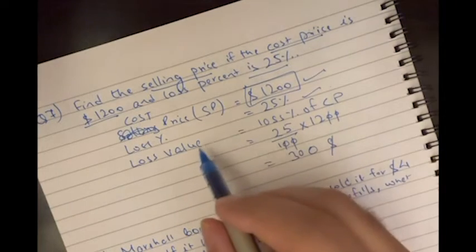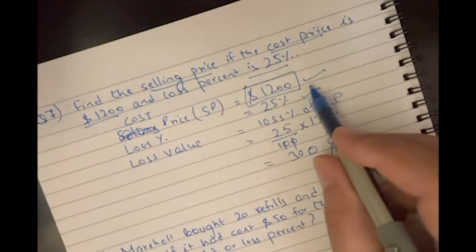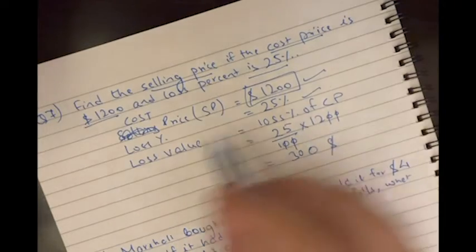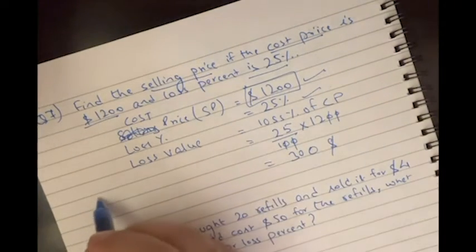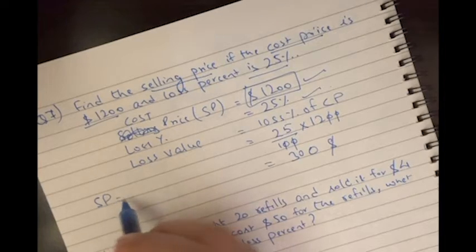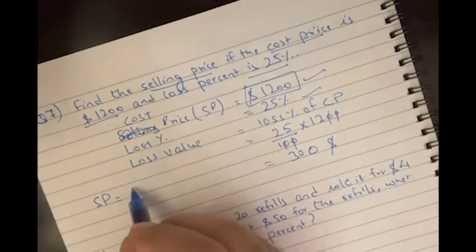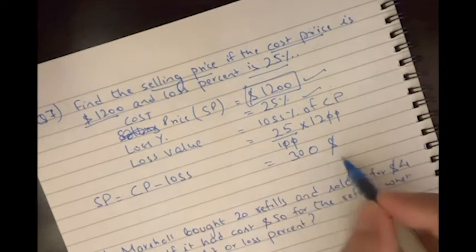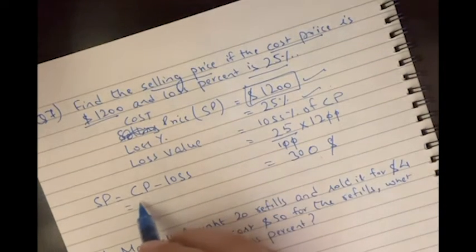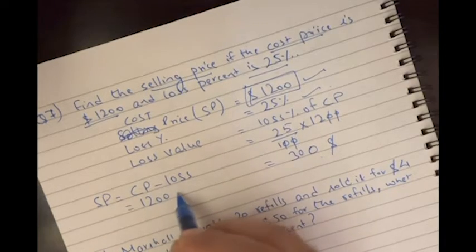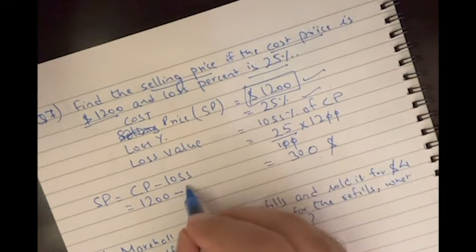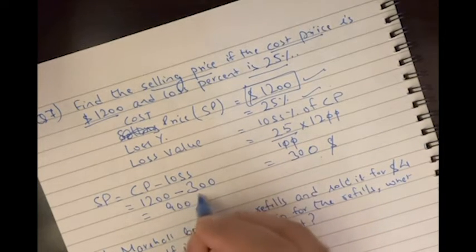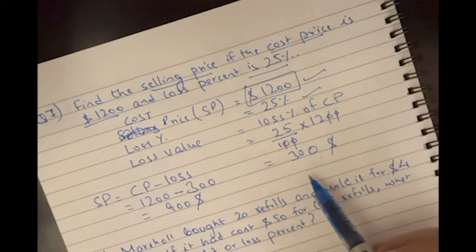Now we know the loss on a cost price of 1,200 is $300. The question is find the selling price, and the formula to find the selling price is equal to cost price minus loss, given that we have a loss of $300. So selling price is 1,200 minus our loss of 300. This will come out to be $900. This is how basically you solve a question like this.